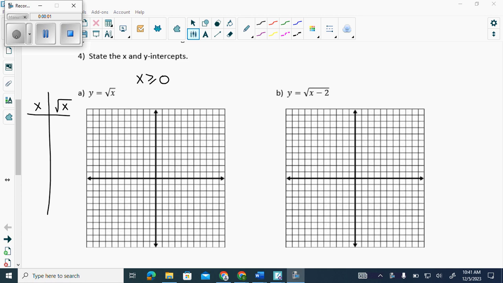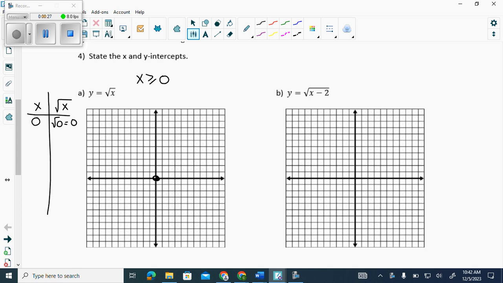Negatives, which means we can't have negatives, which means x is greater than or equal to 0. And so if I plug 0 into my x to get out the y, I have to take the square root of x. So it's the square root of 0, which is 0. So that's how we get that initial coordinate. Right? 0, 0.